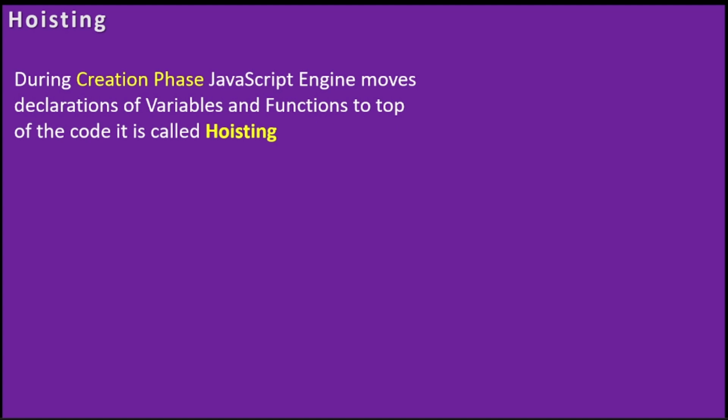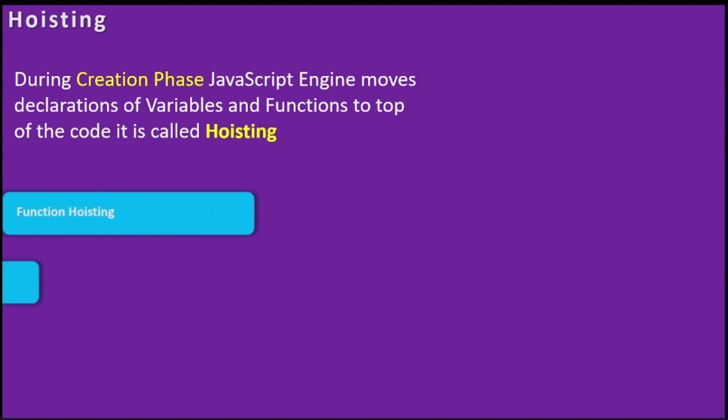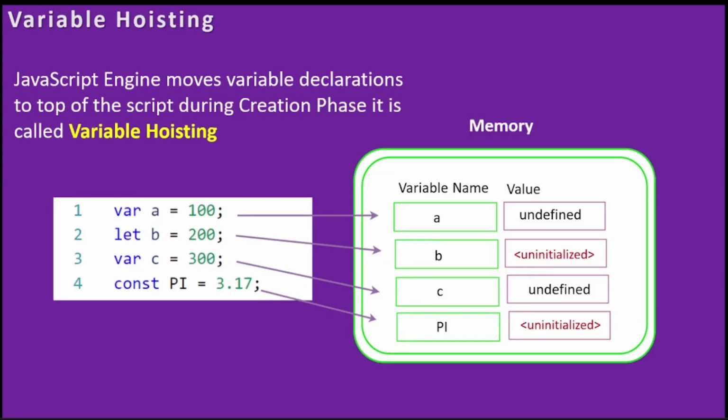This hoisting applies to function hoisting and variable hoisting. For both functions and variables, JavaScript does hoisting. In this video, we will discuss variable hoisting. We'll cover function hoisting separately. Variable hoisting means the JavaScript engine moves all your declarations to the top. Moving all your declarations means it will make all your declarations available at the initial phase only, that is the creation phase. Let's see what it is.